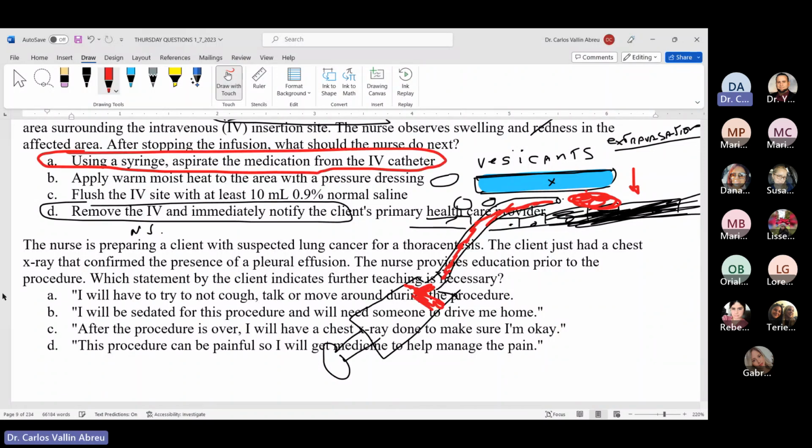Are we good? Immediately after that, communicate. Leave the catheter. Don't remove the catheter. You know that is not in vain, but leave the catheter, because sometimes those vesicants have antidotes. For example, dopamine, which is one of the vesicants that more frequently have extravasation, has an antidote.